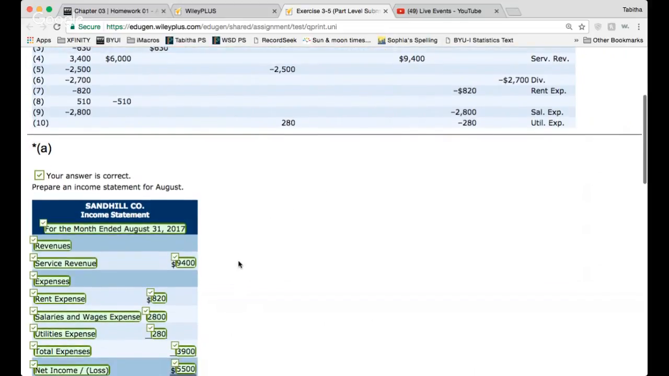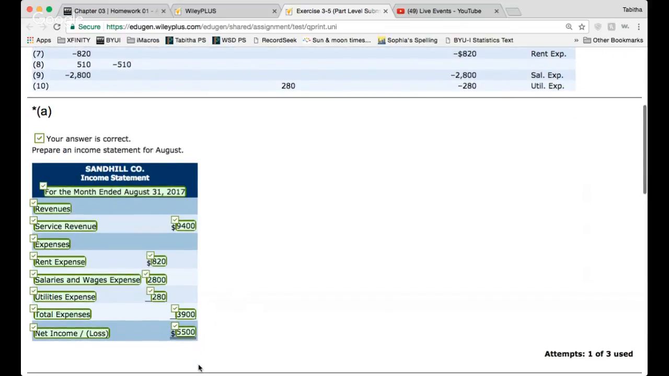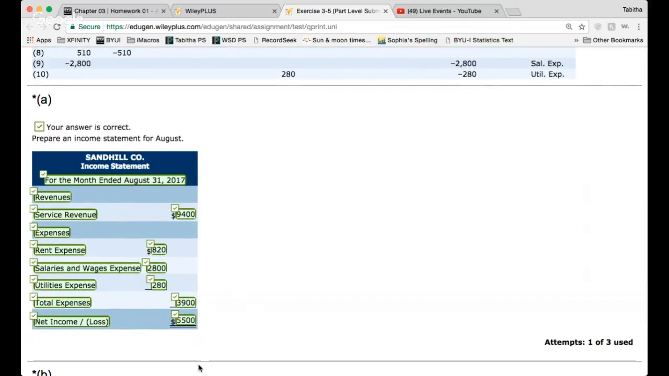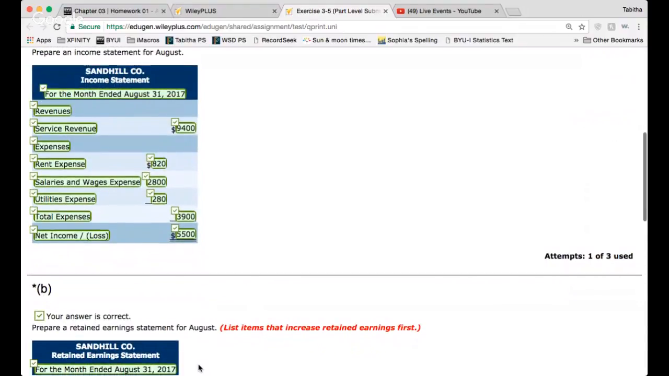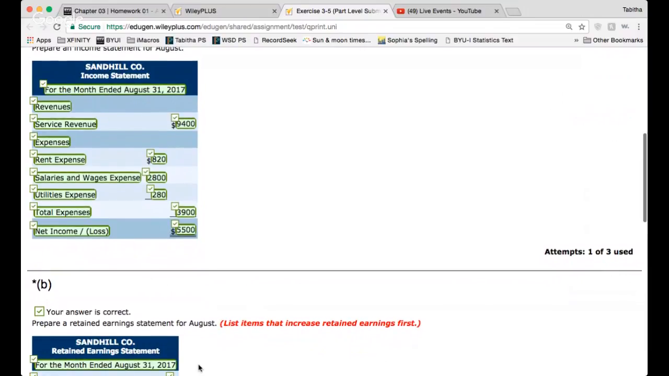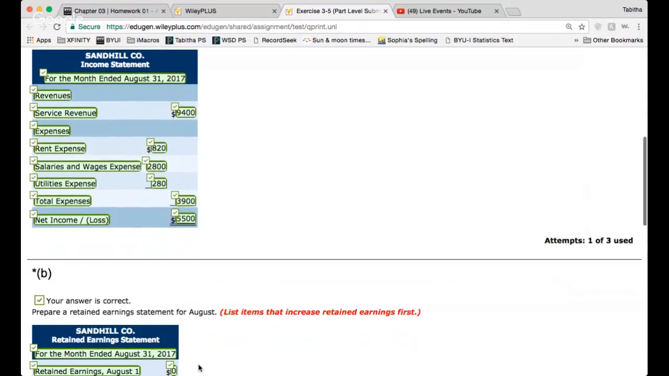And then we total up our expenses, and then we deduct our expenses from our revenue, and we have a net income of $5,500. Okay, once we've completed the income statement, we can move on to doing the retained earnings statement for the month. And that is for, again, the month ending August 31st, 2017.